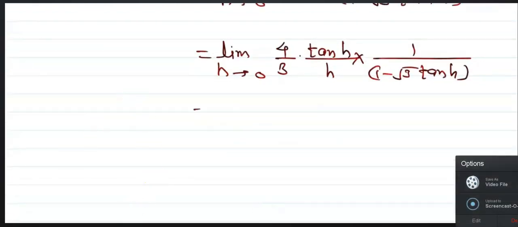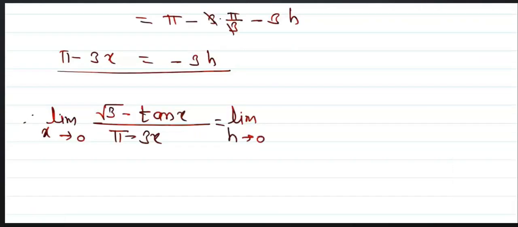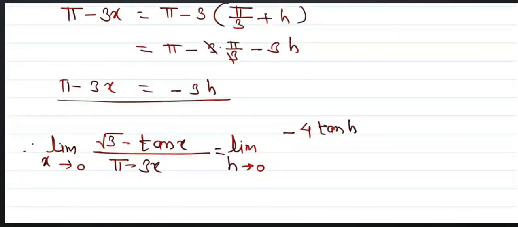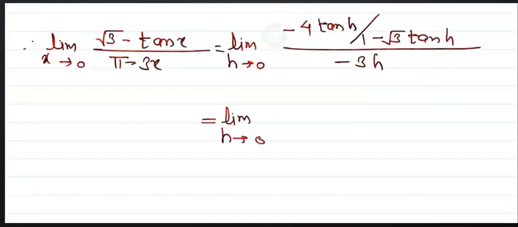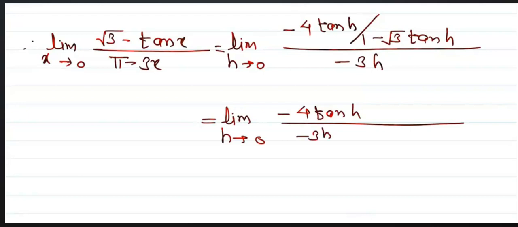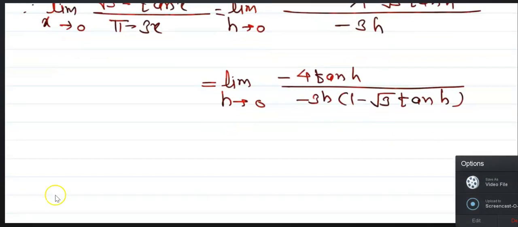Now see this here. Next is, this is important. Now this is tan of h upon h. The value of this limit will be 1, so minus 4 upon minus 3 will be 4 upon 3. And for this limit, 1 minus root 3 tan h, we will divide and multiply by h. Now the value of this limit will overall be 0.